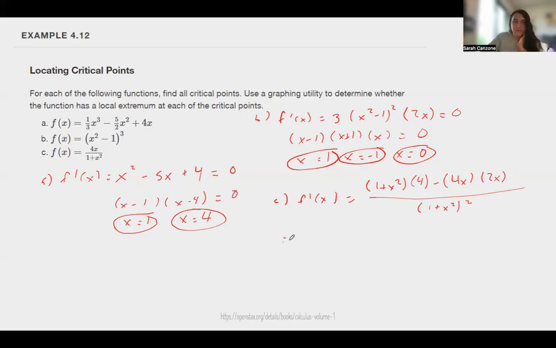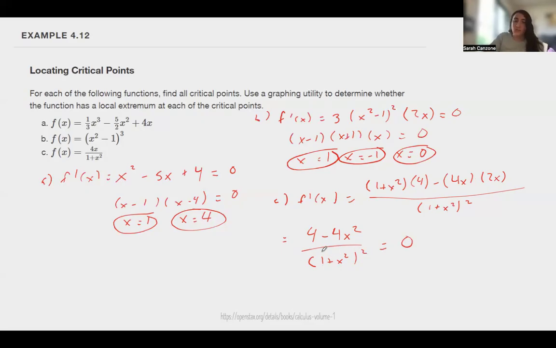Now I'll go ahead and simplify my numerator. Before I set it equal to 0, it'll just really help if we simplify the numerator a little bit. And if you multiply this out and subtract it, I'll just give you that it is 4 minus 4x squared over our denominator, which is 1 plus x squared squared. If you tried factoring out the 4, there's nothing you can do to cancel. So we'll set this equal to 0 and we'll solve.